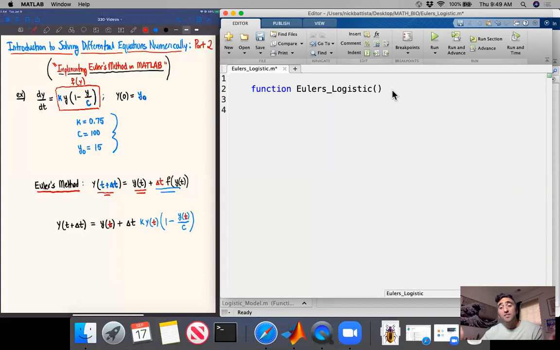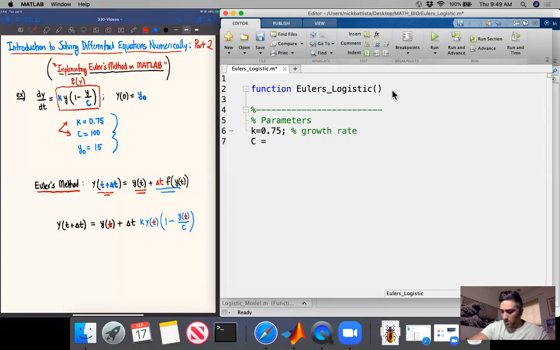So a few things that we need to do ahead of time, just like we did for solving discrete dynamical systems, is we first need to start defining parameters. So I'll use all my comments to break up code to make it a little more readable. In this problem, we have two parameters, k and c. So I'll just go ahead and define those. k is 0.75, and I said this is our growth term, or growth rate. And we also had c, and I said that was 100, and that was our carrying capacity.